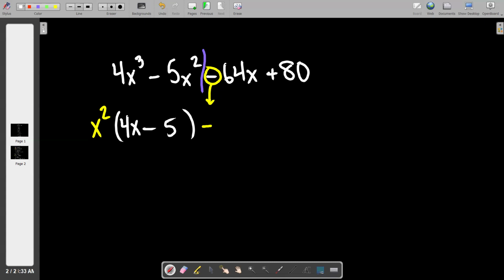What do you think that 64 and 80 can both be divided by? True. We can go bigger. They can both be divided by 8. Go bigger. Would you believe me if I told you that both of these terms can be divided by 16? Yep, it's true. And so if you take the 64 and the 80 and you realize, hey, they can both be divided by 16. What is 64x divided by 16?